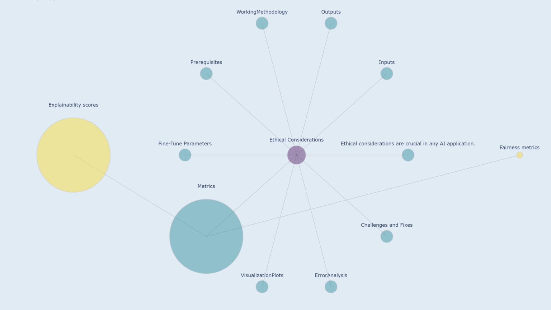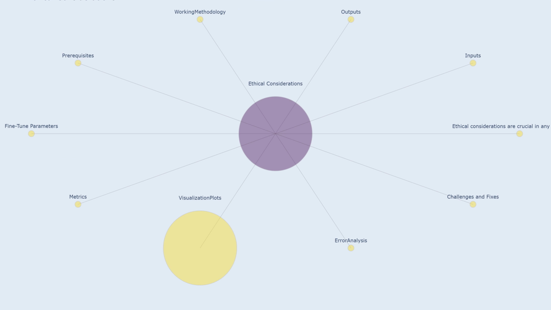Impact assessment plots. Impact assessment plots are visual representations of the potential impacts of AI systems. These plots can show the potential benefits and risks of AI systems, including their impact on different groups of people, communities, and industries. Impact assessment plots help stakeholders understand the potential consequences of deploying AI systems.